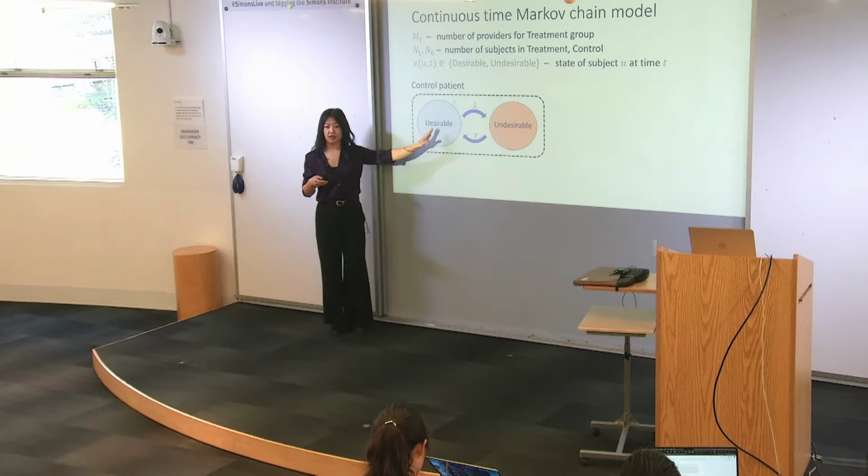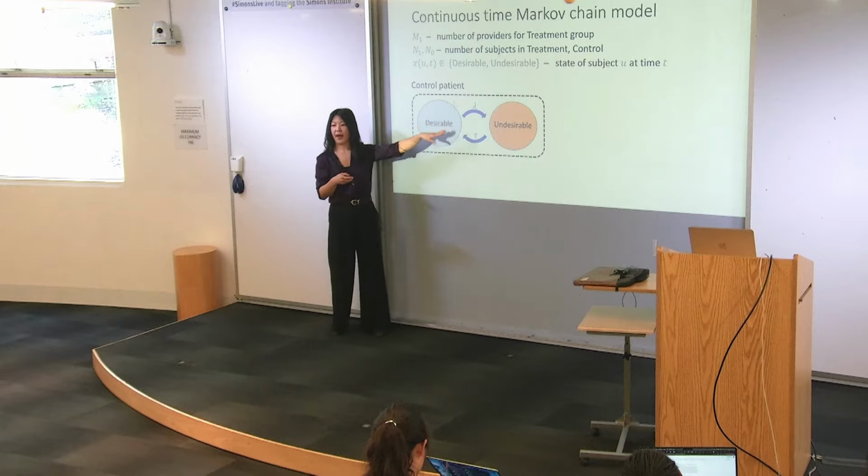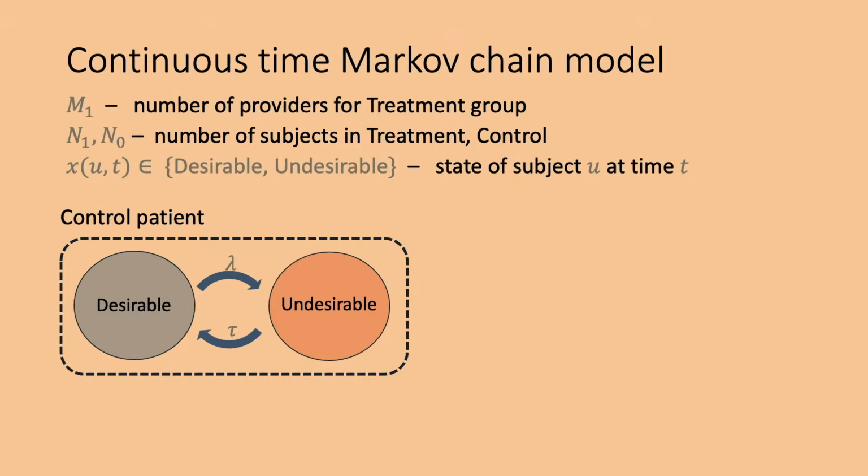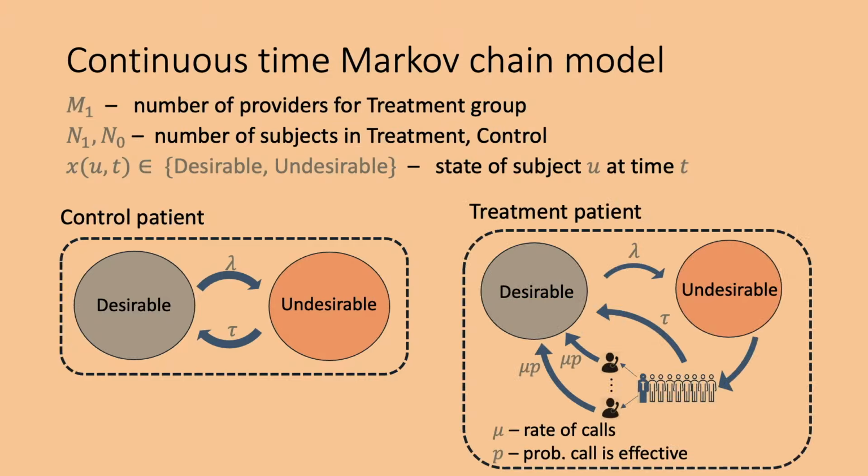Control patients, who don't have access to the platform, will just go back and forth based on their own transitions. And people in the treatment group will have access to this platform. So when they go from the good state to the bad state, they now enter the queue of people waiting to be called. When they're at the head of the queue, they're serviced and called. There's some rate at which calls are happening, and some probability that each call is actually effective, because you're not forcing the patient to do anything.